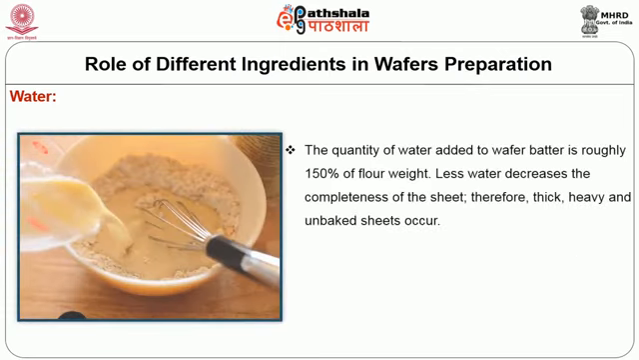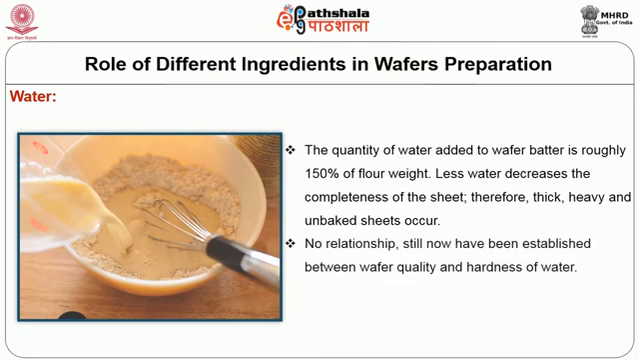The quantity of water added to wafer batter is roughly 150% of flour weight. Less water decreases the completeness of the sheet. Therefore, thick, heavy and unbaked sheets occur. No relationship has been established so far between wafer quality and hardness of water.